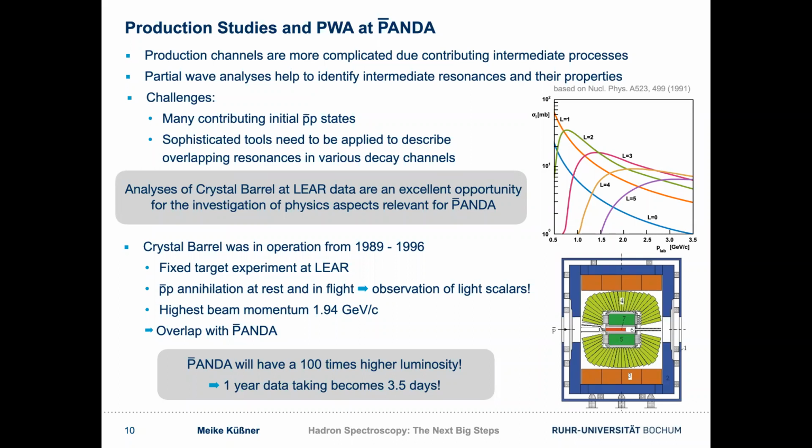Just as a reminder, the Crystal Barrel experiment operated between 1989 and 1996. It was a fixed target experiment at LEAR. As you see in the lower plot, it was a symmetrical detector designed for antiproton-proton annihilation at rest. It is very famous because there the observation of the light scalars, later named the glueball candidates, was carried out. A beam momentum range of up to 1.94 GeV/c was reached.